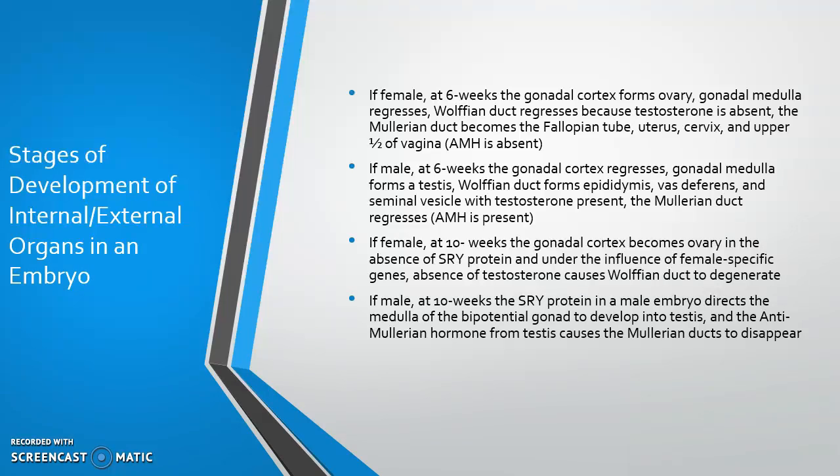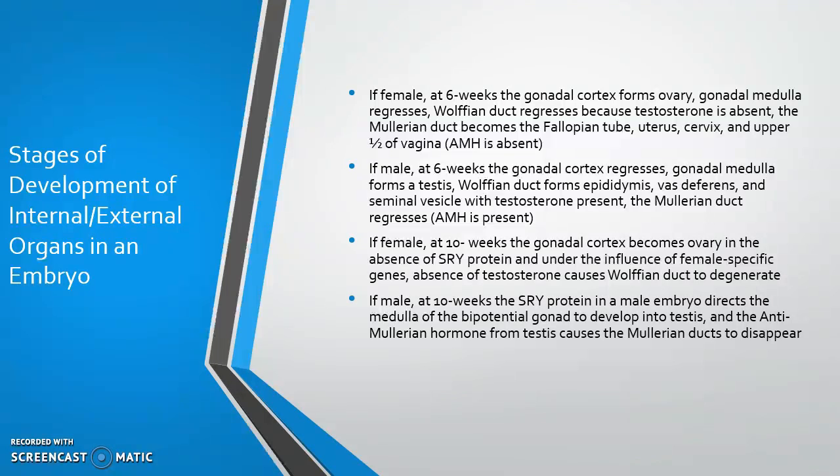So these last two slides are more of a summary of when and where all of these genes and hormones will interact, whether they're present or absent, and cause the actual development of male or female structures. So if it's a female, at 6 weeks, the gonadal cortex will form the ovary, the gonadal medulla will regress, the Wolffian duct will regress because the testosterone is absent, and the Mullerian duct will become the fallopian tube, uterus, cervix, and the upper portion of the vagina, and the anti-Mullerian hormone is absent.